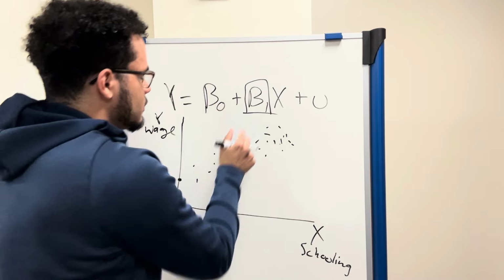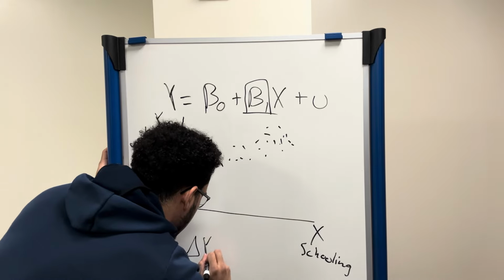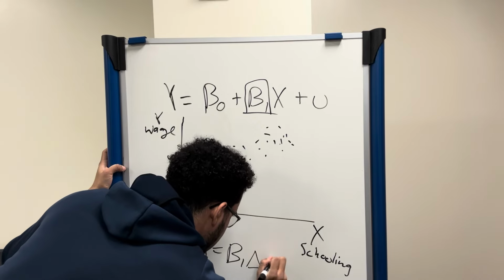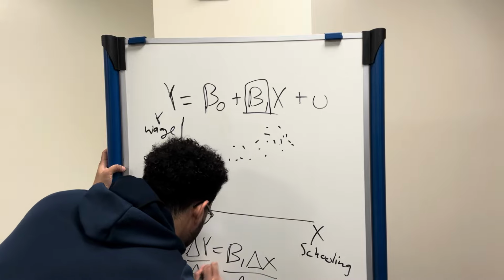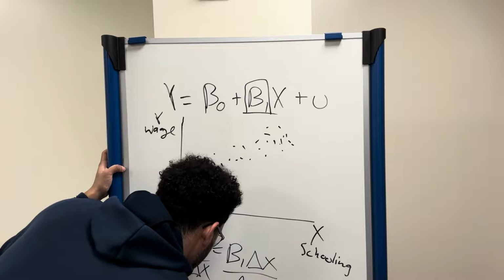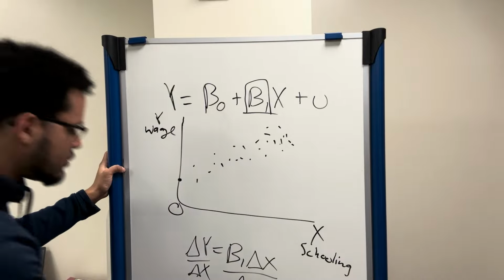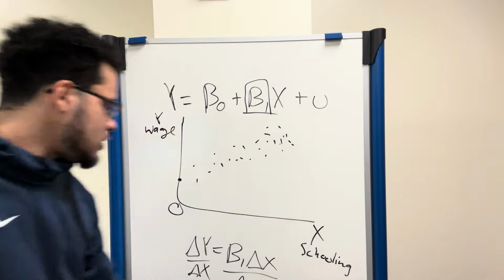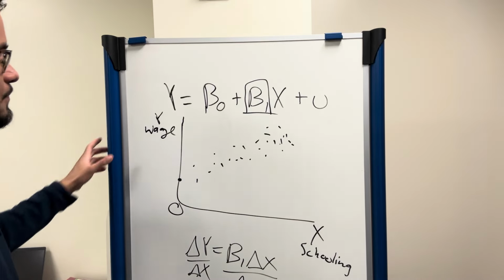And for beta 1, if you allow me to do some math here, if we take away the mean, this formula represents how systematic changes in X influence Y. That's our beta 1.